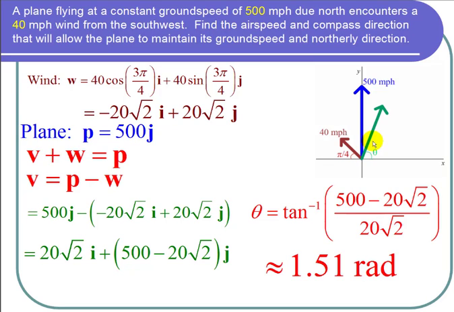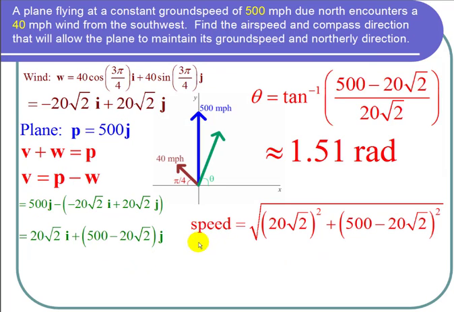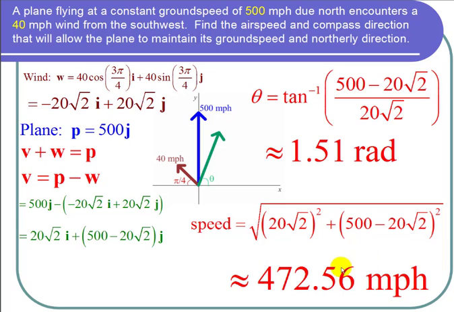Now let's find the speed of the airplane. So that means that we're going to take the magnitude of this vector, which is the square root of the sum of the squares. So I find that the speed is the square root of 20 root 2 squared plus the quantity 500 minus 20 root 2 squared. And I put that in my calculator, and I got that the speed is about 472.56 miles per hour.